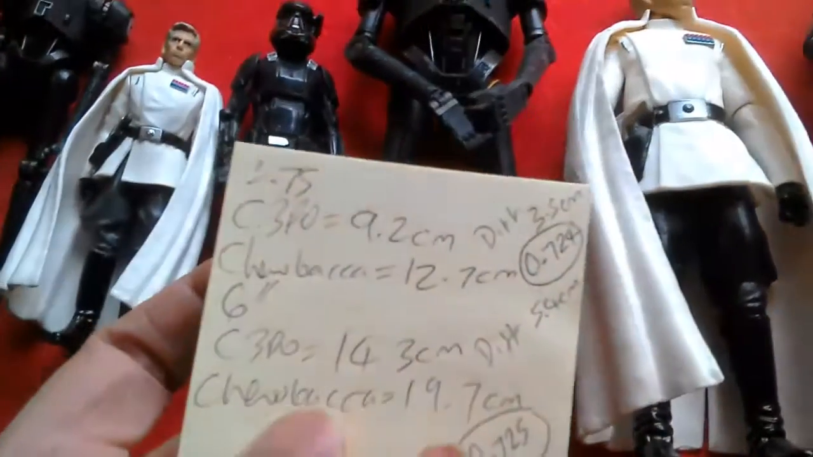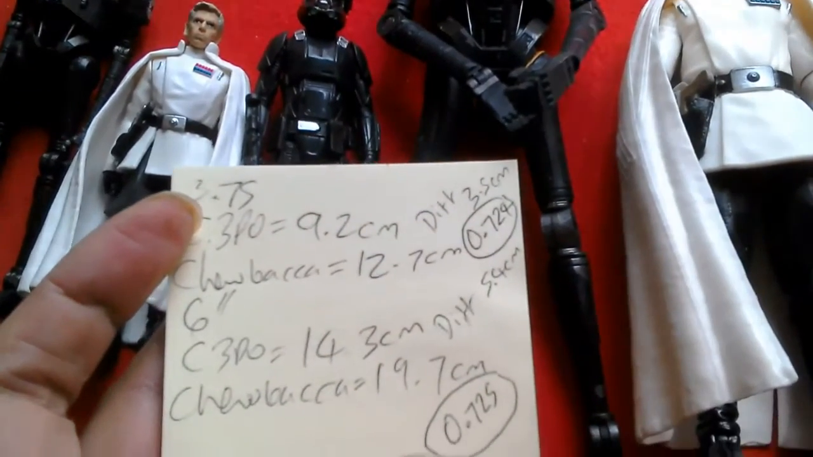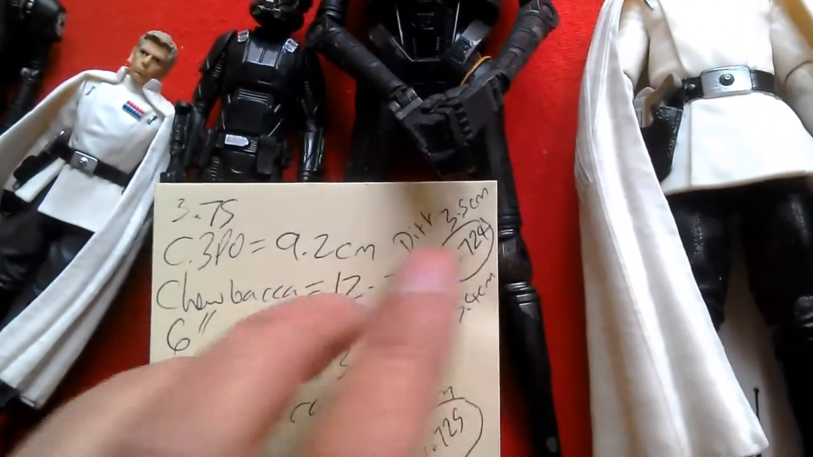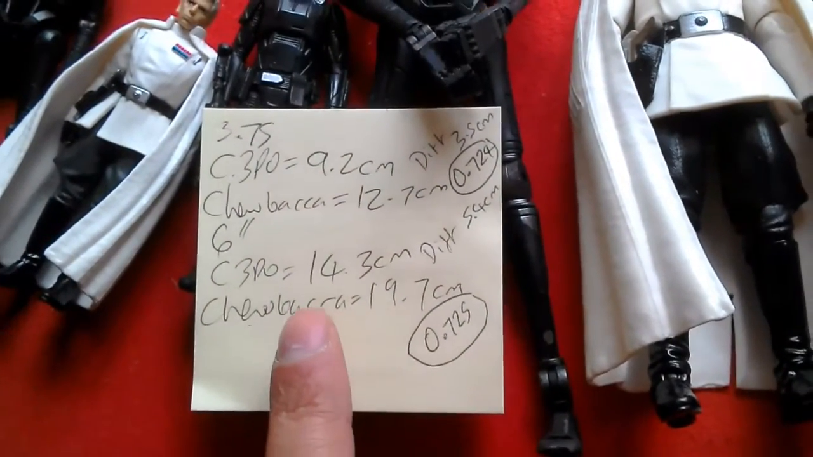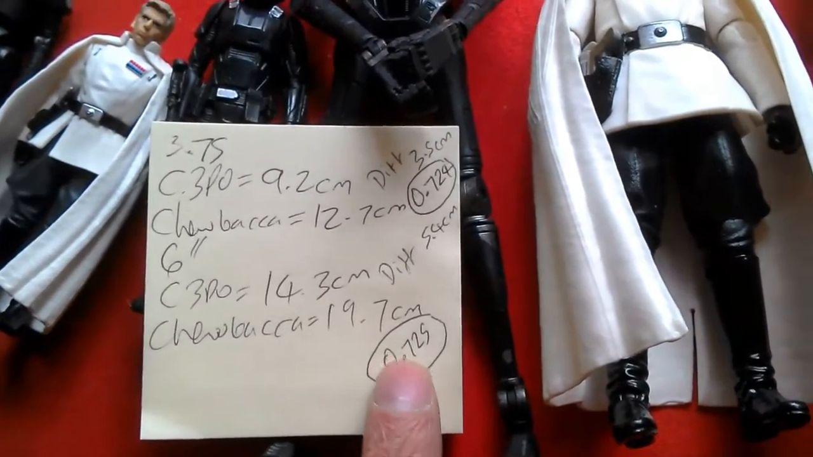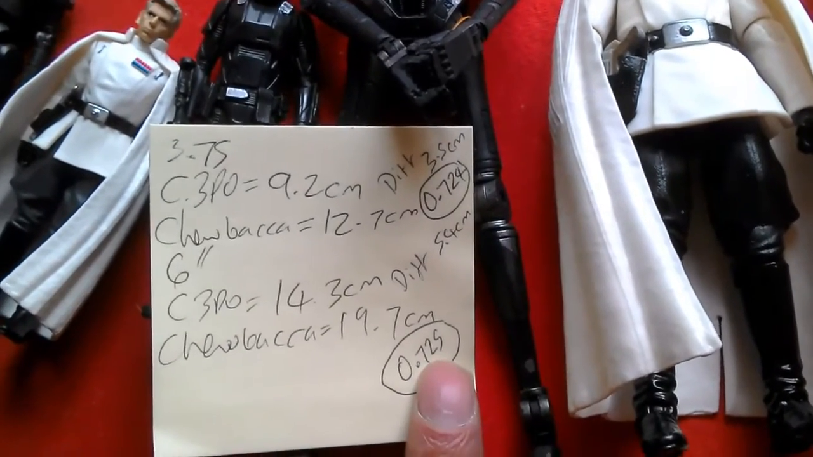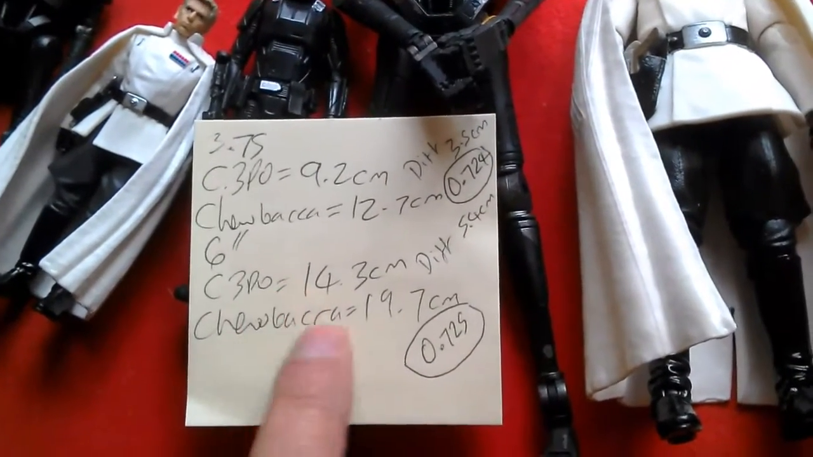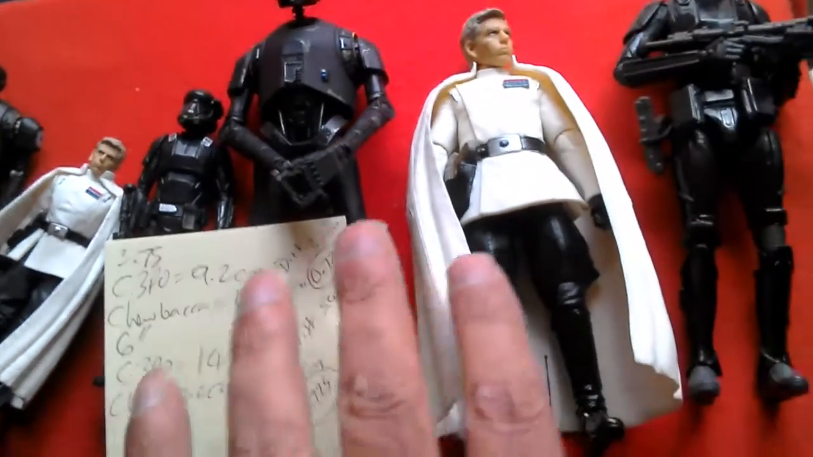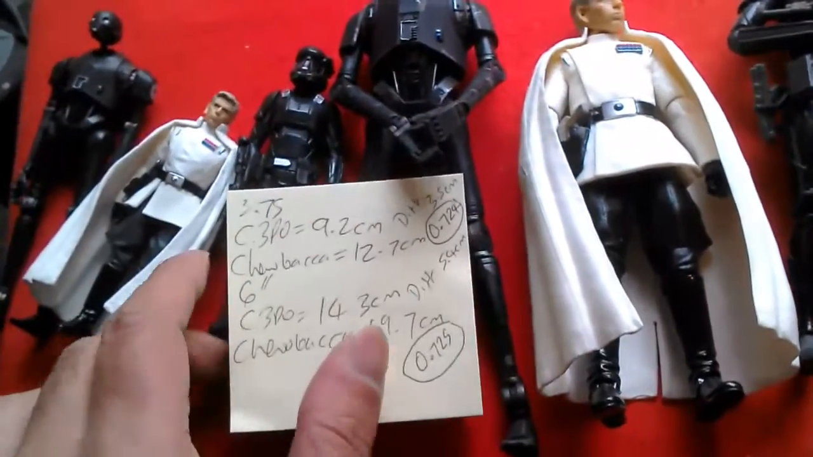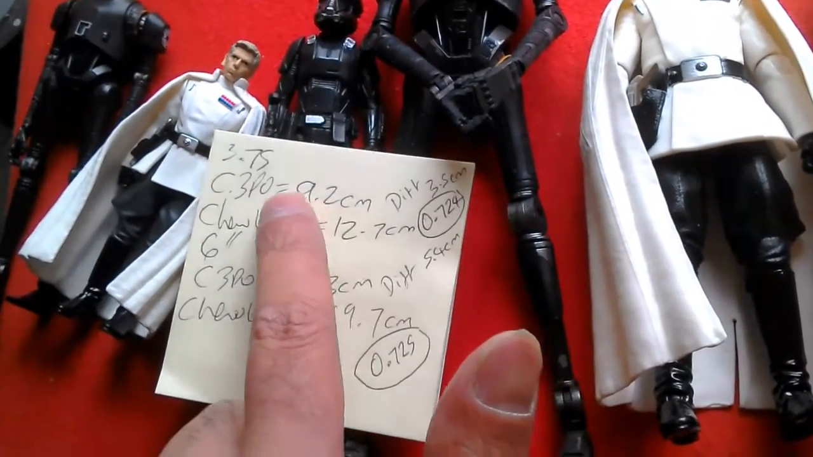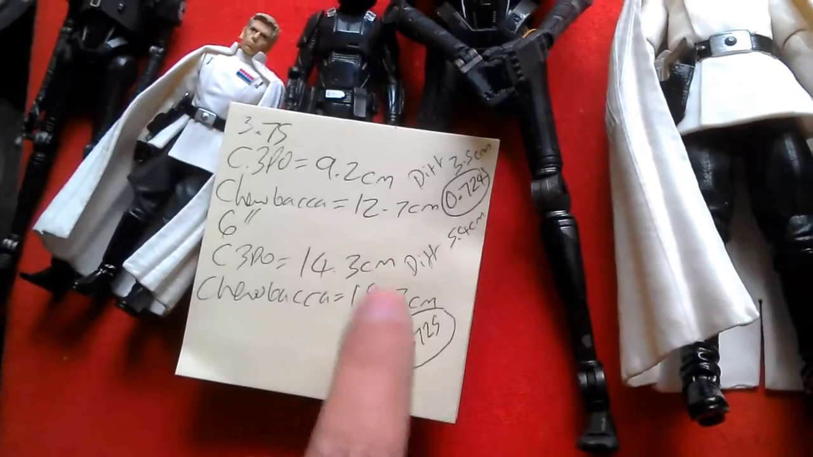So here's the results from last time with the Chewbacca. So here's the 3.75 Chewbacca, and when you did the calculations you get the result of 0.724, and then with the 6-inch Chewbacca you get a result of 0.725. So that's the scale difference between the two, each of the characters. So this way I'm going to have to do 3 lots for those and 3 lots for those. But it's amazing how close these two characters are in scale with the 3.75s and the 6-inch figures.